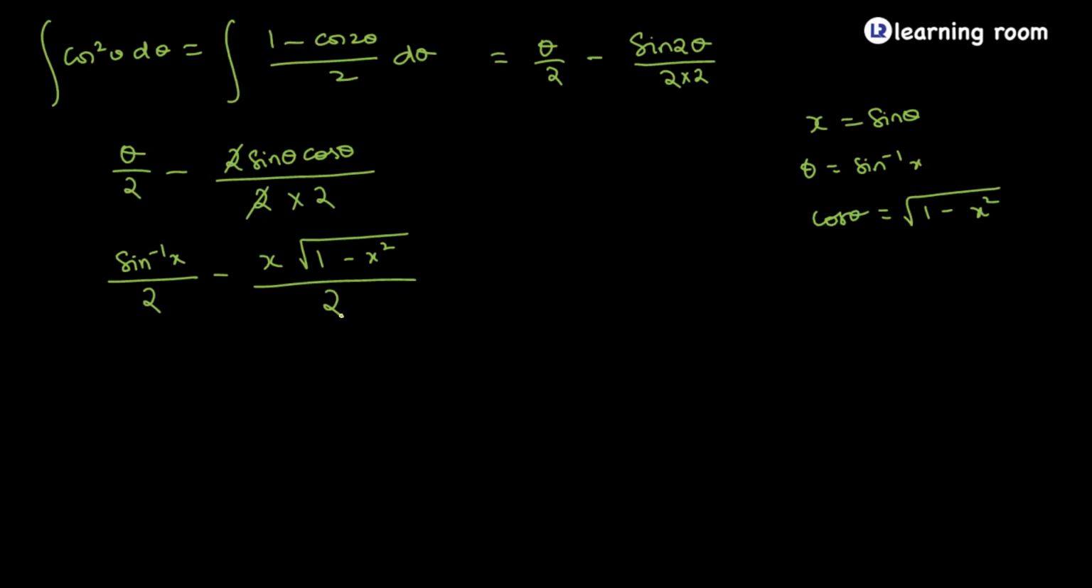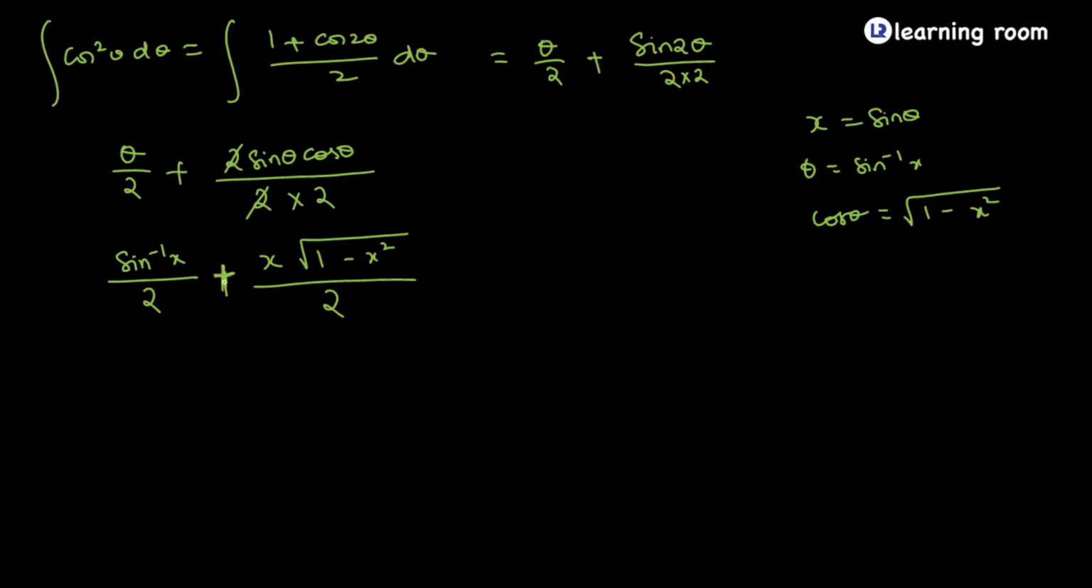Actually, one correction. That's why I was wondering why there is a minus. The cos square theta is 1 plus cos 2 theta, not 1 minus. This is plus and plus. Cos square theta is 1 plus cos 2 theta by 2. And cos 2 theta is 2 cos square theta minus 1. So minus 1 and this plus 1 will get cancelled. So 2 cos square theta by 2 is cos square theta.